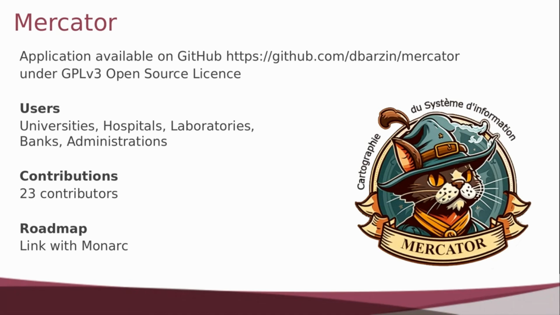And on the roadmap, we have a link with Monarch. Monarch is a risk analysis tool. The idea is that based on what you have in your cartography, you can select some objects and start generating a risk analysis in Monarch.